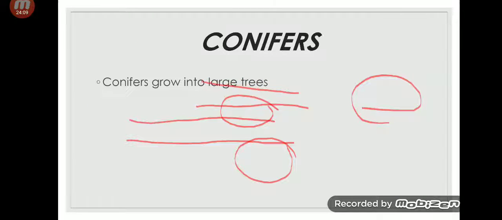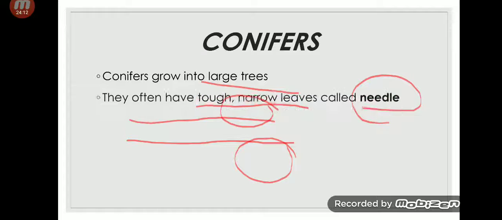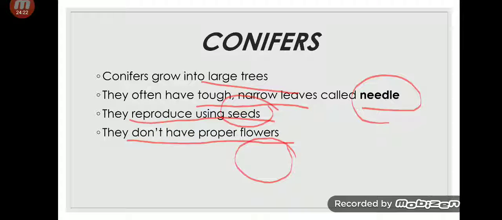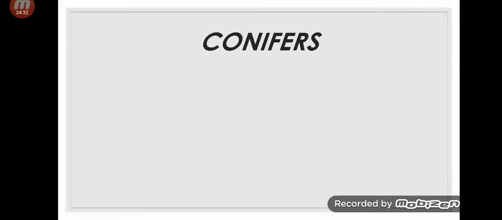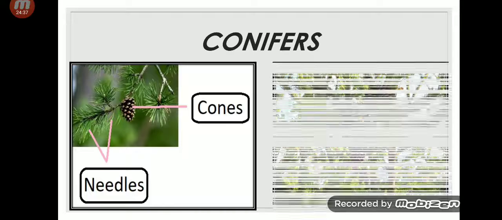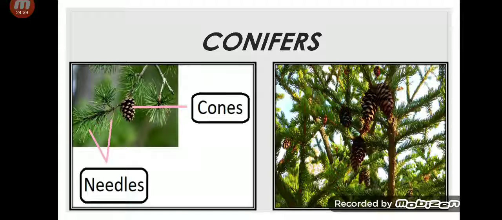Next we have conifers. Conifers are large trees. They have tough narrow leaves which are called needles. They reproduce using seeds, not spores. They don't have proper flowers, they just have flower-like structures, and seeds are produced in cones. Here you can see a picture which shows you the needles and the cones, and this picture shows a lot of conifer trees which have a lot of needles and a lot of cones.